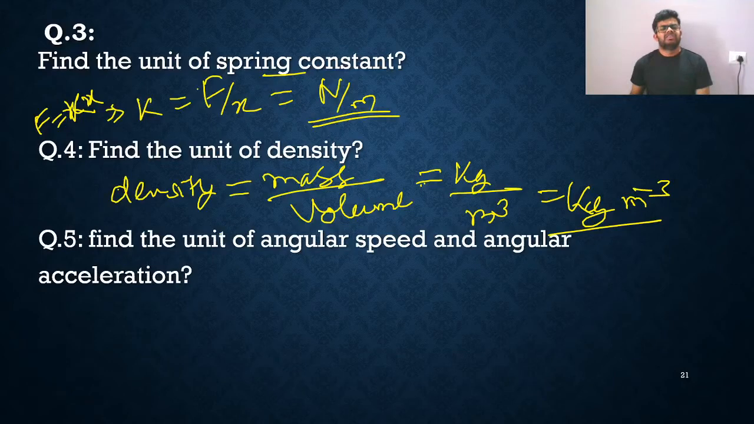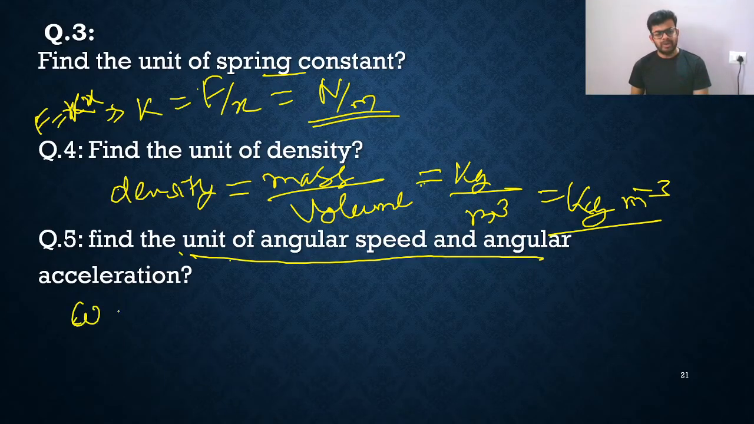Question number 5. Find the unit of angular speed and angular velocity. My dear friends, angular speed omega is theta upon t, angular displacement by time. Angular displacement is just angle, right? So that is radian per second. So you will say radian per second is the answer.